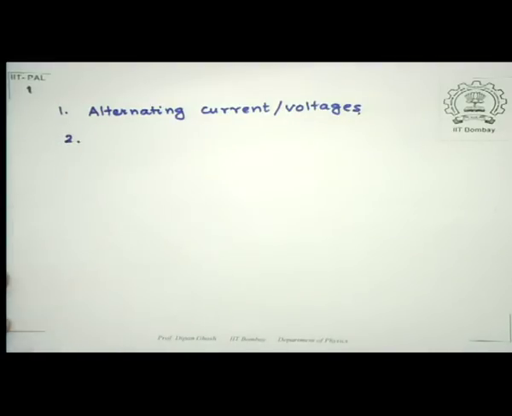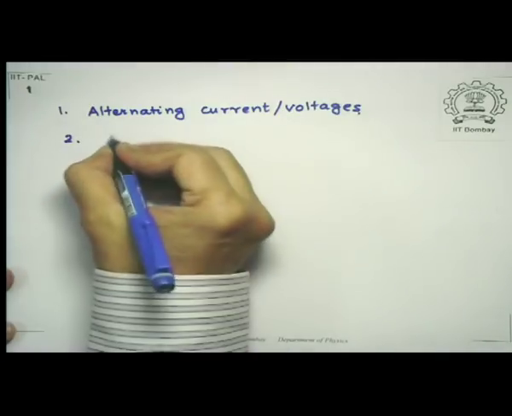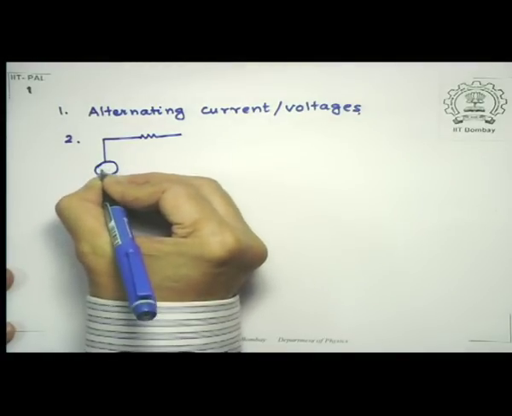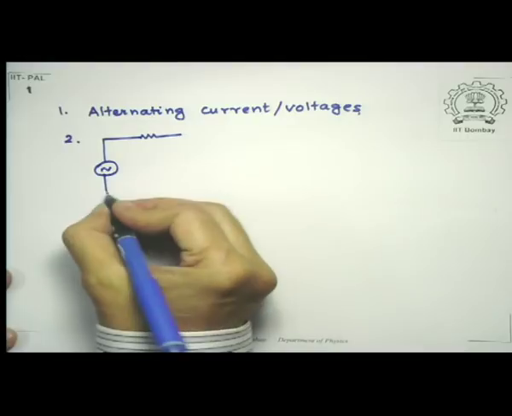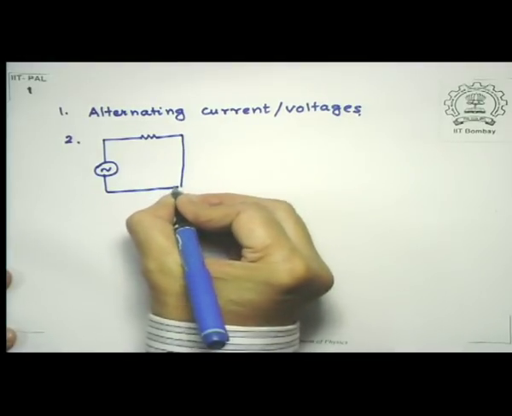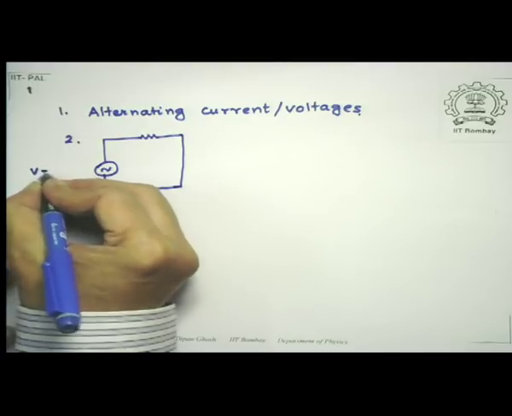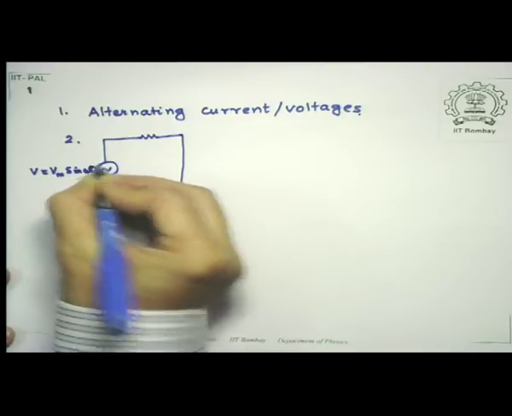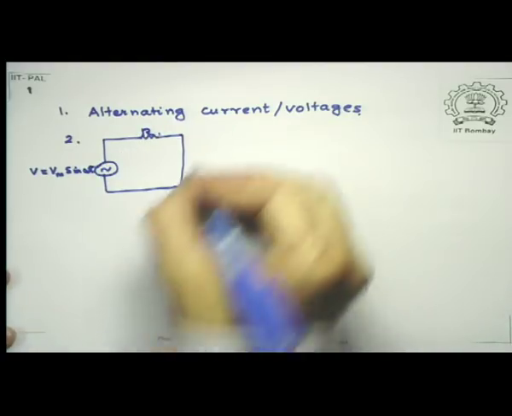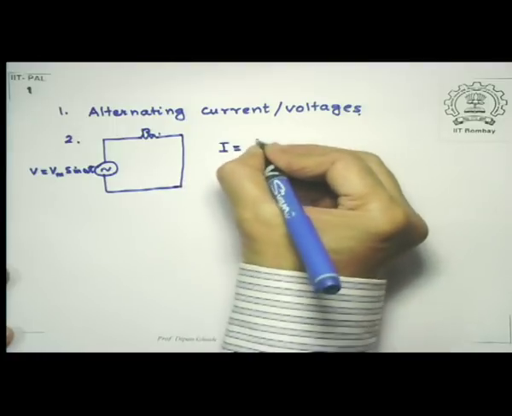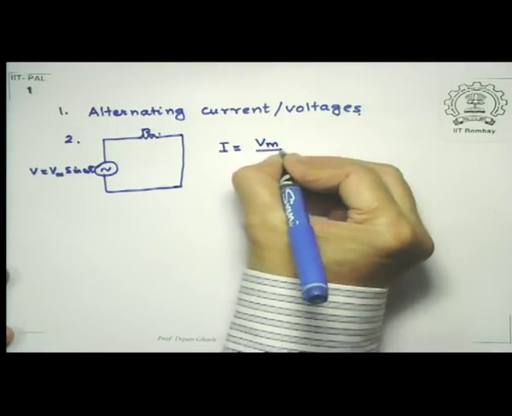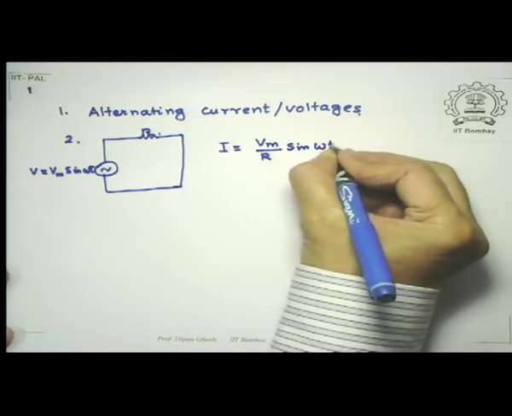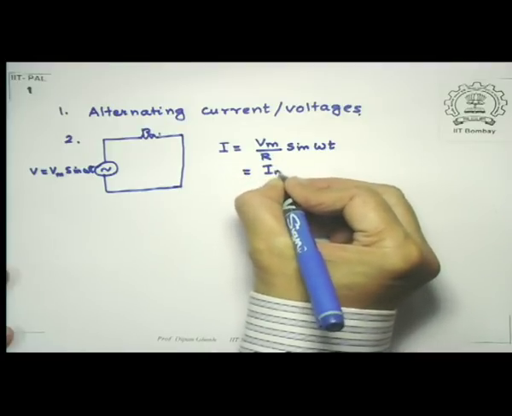We considered first a simple circuit consisting of a resistance and a source of EMF, which is time varying. This time variation was sinusoidal, V equal to V max sin omega t, and this is the resistance R, and the current I is then given by the standard expression for Ohm's law, which is V by R. So in this case it is given by Vm by R sin omega t, which we write as I maximum times sin omega t.